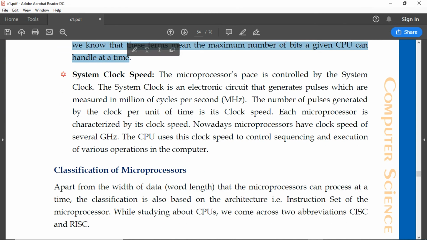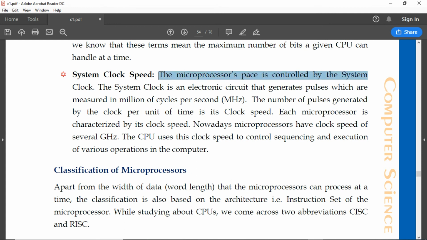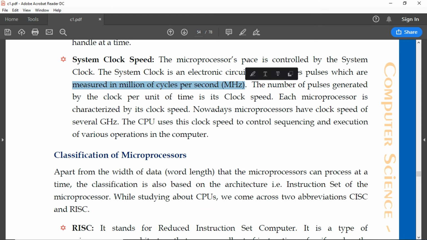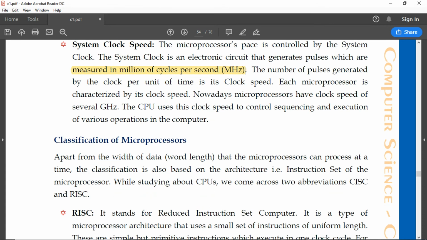System clock speed: the microprocessor's pace is controlled by the system clock. The system clock is an electronic circuit that generates pulses which are measured in millions of cycles per second, megahertz. The number of pulses generated by the clock per unit of time is its clock speed. Each microprocessor is characterized by its clock speed.